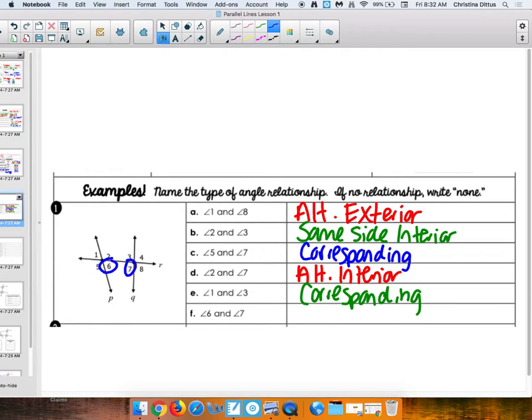Seven. What do you think? Consecutive interior. I'm going to write SS. Can I write SS? Is that okay? Sure. SS interior. This is interior.